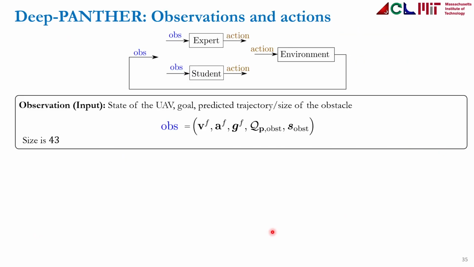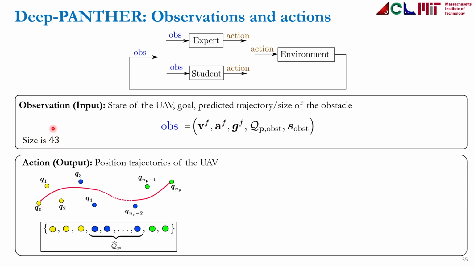Okay, so first of all, let's define the observation and the action. The observation, which will be the input for both the expert policy and the student policy, will consist of the state of the UAV, defined by its velocity and its acceleration, the goal for the UAV, then the predicted trajectory of the obstacle, defined by its control points, and then the size of the obstacles. And this leads to an observation that has 43 elements.